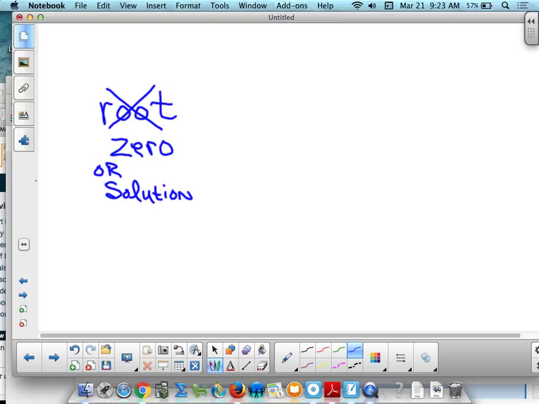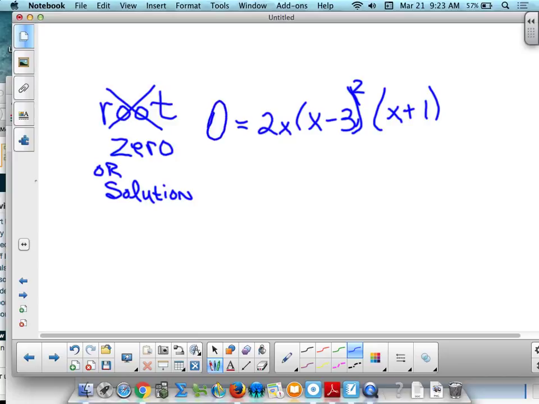Then I talk about multiple 0. If a linear factor is repeated in the complete factored form of a polynomial, the 0 related to that factor is a multiple 0. So now, let's look at what they have. They have 2x times x minus 3 squared equals your polynomial, and I'm going to put 0 here instead of p of x.